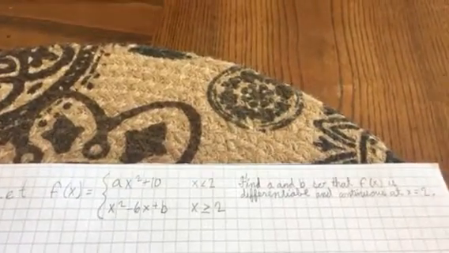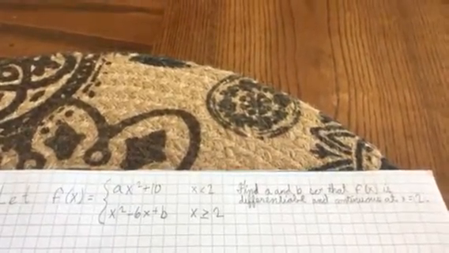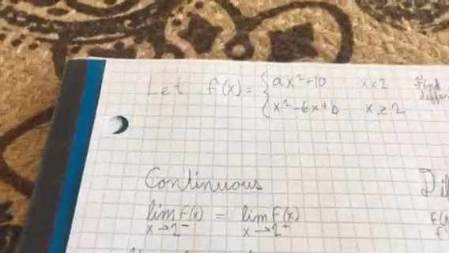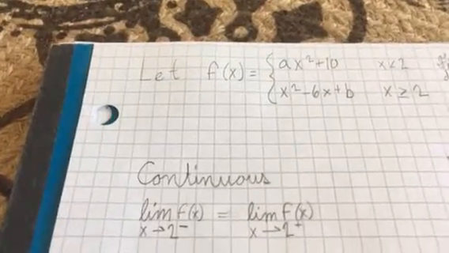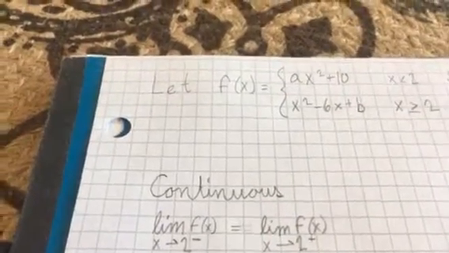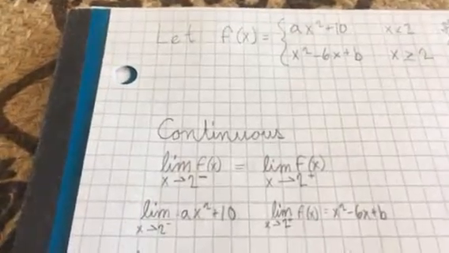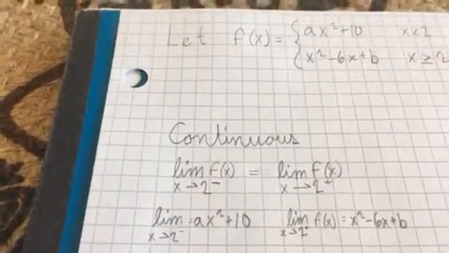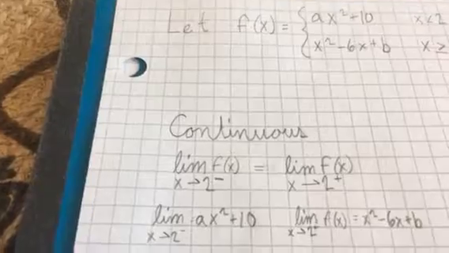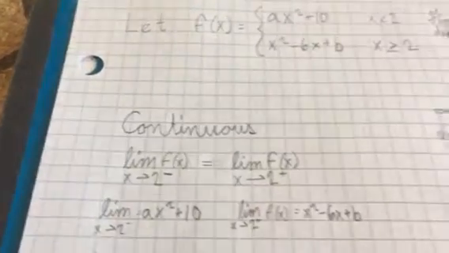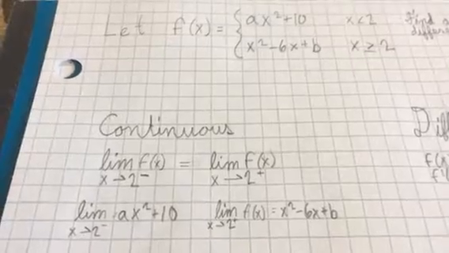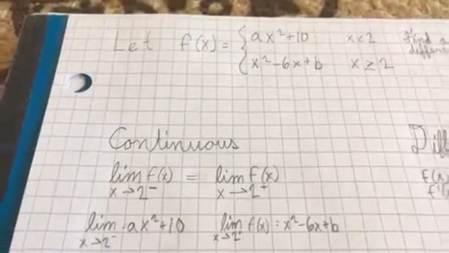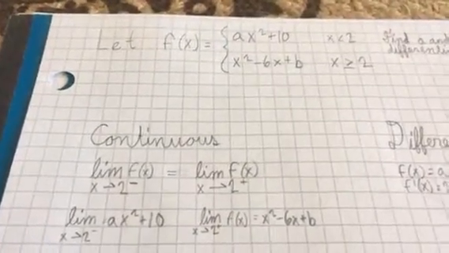So we can start by figuring out if it's continuous or not by setting the limit as x approaches 2 from the left equal to the limit as x approaches 2 from the right. So our limit from the left will be the limit of ax squared plus 10 as x approaches 2. And from the right will be the other part of the piecewise function, that being x squared minus 6x plus b, and its limit as x approaches 2.